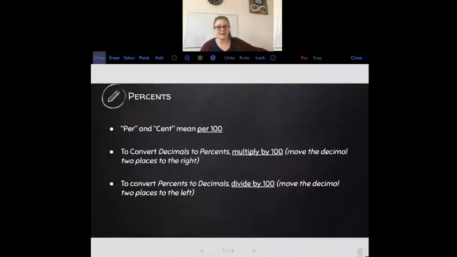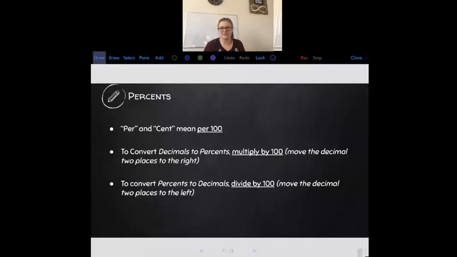Let's move into talking about percent. So percent means per 100. So to convert decimals to percent, you'll multiply by 100, which is the same thing as moving the decimal 2 places to the right and then add a percent sign. And then to convert percents to decimals, divide by 100, which is the same as moving 2 places to the left, and then you would remove the percent sign.